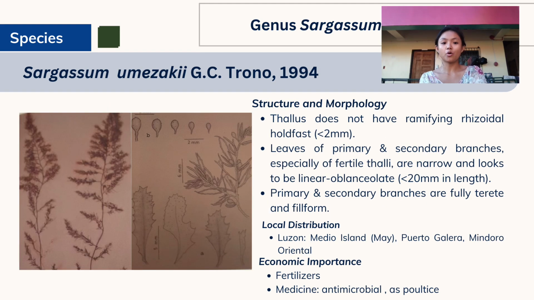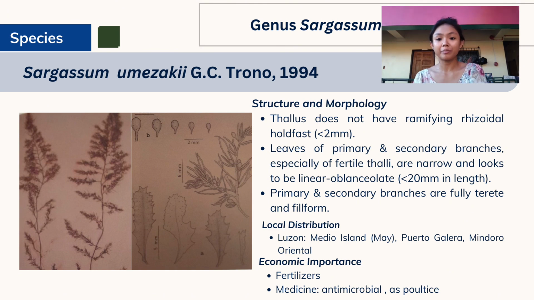Next is Sargassum omizaki. Structure and morphology: you will know that this is Sargassum omizaki when its thallus does not have a ramifying rhizoidal holdfast that reaches less than 2 millimeters in length. The leaves of the primary and secondary branches, especially of the fertile thalli, are narrow and look linear oblanceolate, which does not reach more than 20 millimeters in length. The primary and secondary branches are fully terete and filiform.